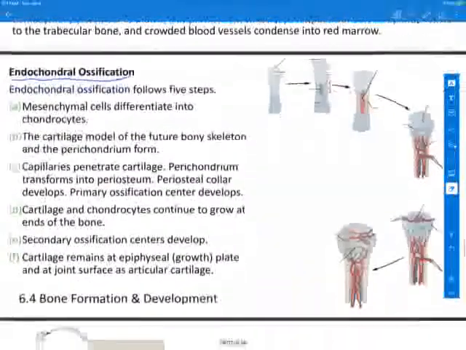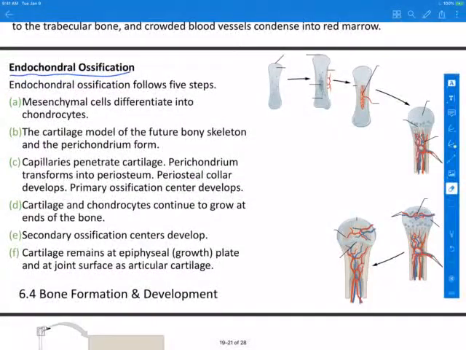So let's go ahead and look at endochondral ossification. Endochondral ossification includes 5 basic steps. First of all, endochondral ossification is when bone replaces hyaline cartilage. Cartilage basically serves as a model or a template for long bones and bones at the base of the skull. So this is how we form all of our long bones, and it takes a lot longer than the intramembranous ossification.